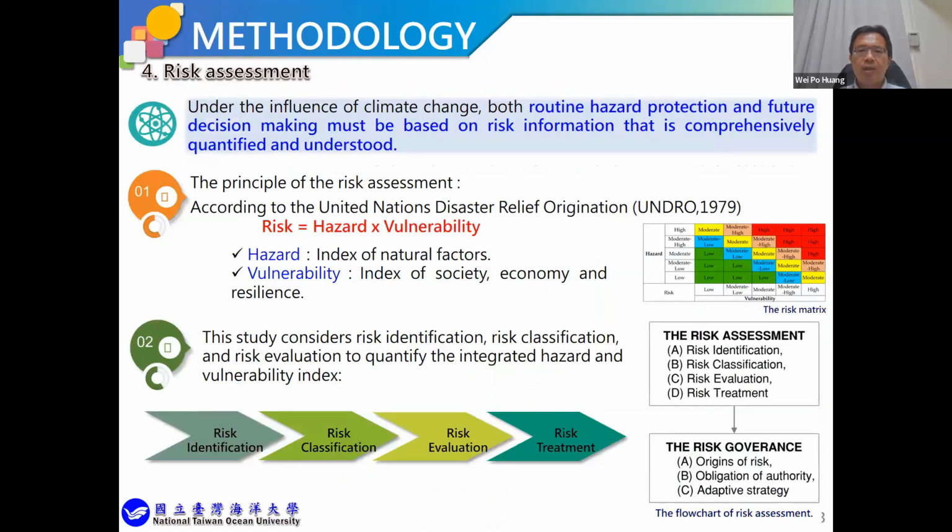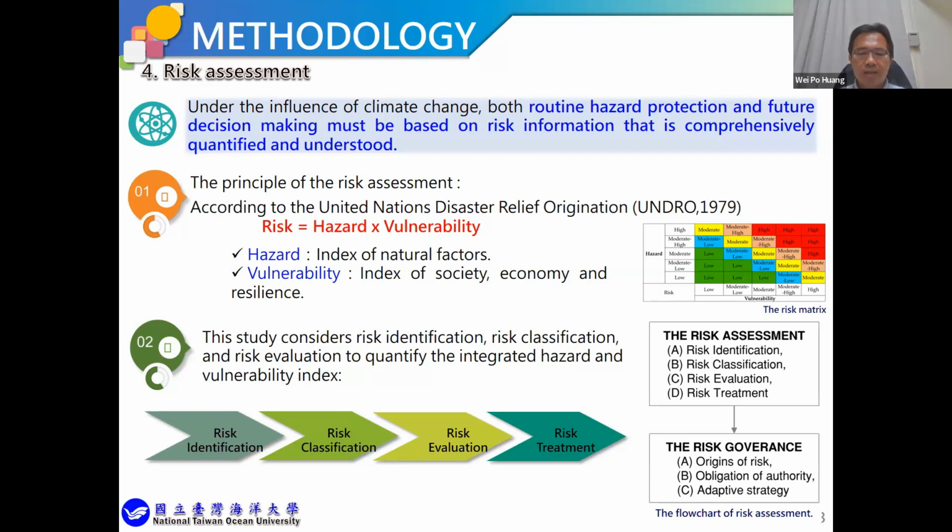As mentioned earlier, both the survey data and results of numerical simulation were utilized as factors in the risk assessment. The combinations of potential hazard and vulnerability within coast areas can be used to generate risk maps. In the risk matrix, the hazard component considers the index of nature factors, while the vulnerability component takes into account the index of society, economy, and resilience.